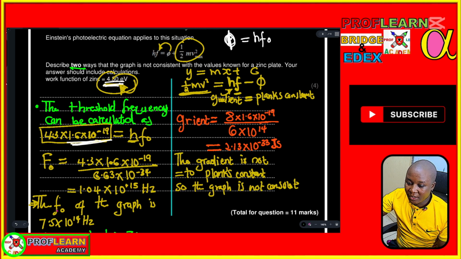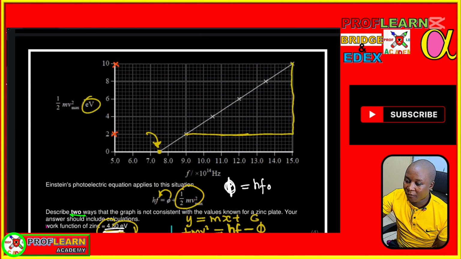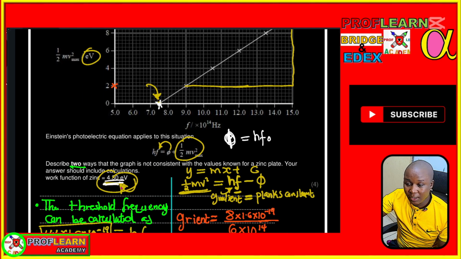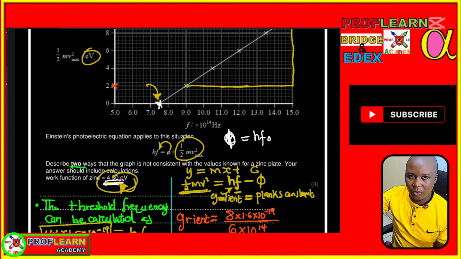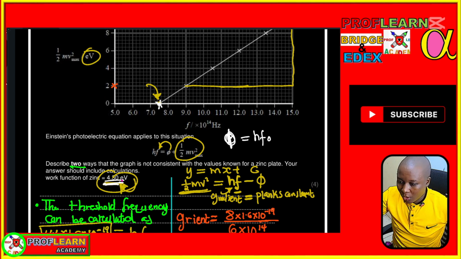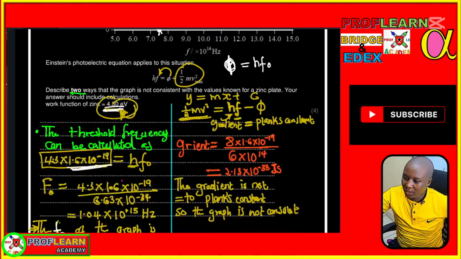But if you look at the threshold frequency on the graph, it is 7.5 times 10 to the power 14. So you can see the threshold frequency that is shown here is 7.5, which means that the graph is not consistent for zinc. If it was for zinc, and we are told for zinc the work function is 4.3 electron volts, then if you work out the threshold frequency, it and the threshold frequency shown on the graph should be the same. So we can say the graph is not consistent.